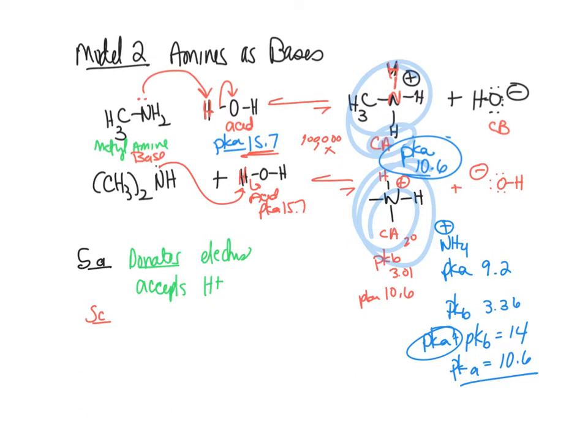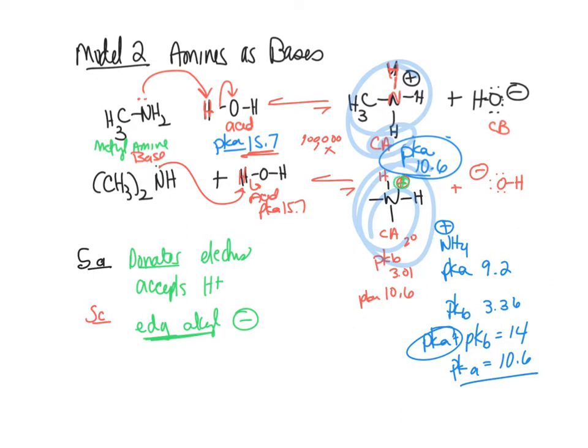In general, what types of effects will help stabilize the conjugate acid? What they want you to see here is electron donating groups. Your alkyl groups donate electrons, and electrons have a negative charge, which would help stabilize your positive charge here.